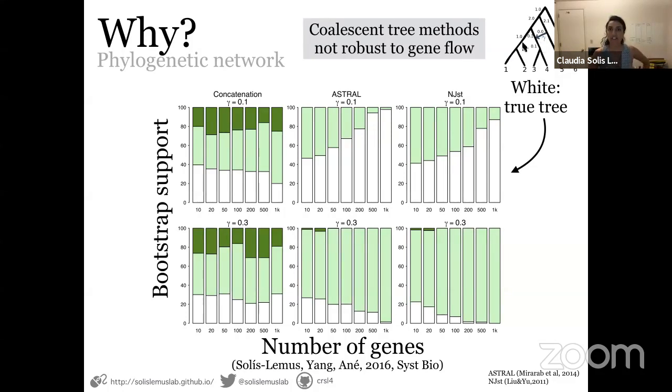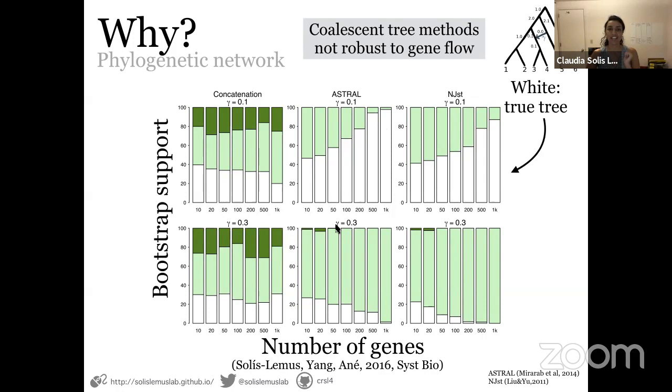And it turns out that if gamma is small, for example, gamma is 0.1, then these methods do reconstruct the true tree. That is depicted here in white. The white bar is measuring the proportion of times that you reconstruct the correct tree. So if we see here on the top row, as we increase the number of genes, or our sample size, we are converging to the true tree. So this white bar is increasing, and the majority of the time, we recover the correct tree.